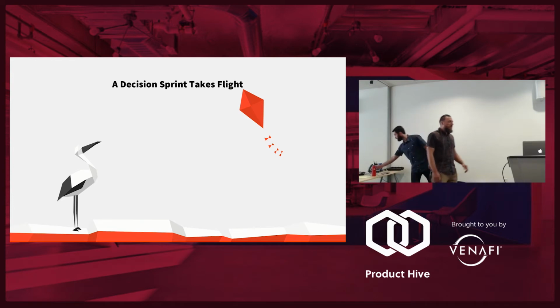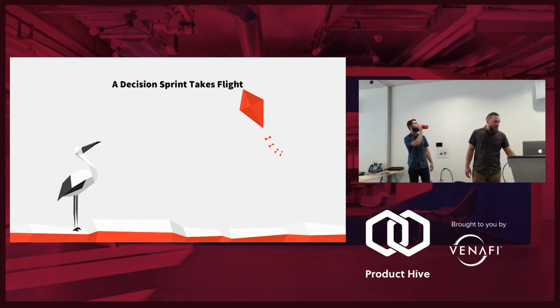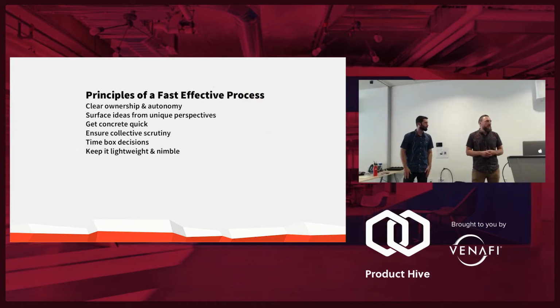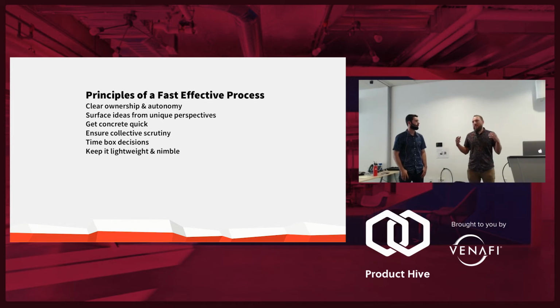So as we were designing this new process, based on inspiration from the design sprint and some other things we participated in, we came up with 6 principles for a fast and effective process. The design sprint isn't the right process for everything, but these are some principles to help guide the creation of some sort of new process that may be appropriate for whatever it is that you're working on. So, clear ownership and autonomy.